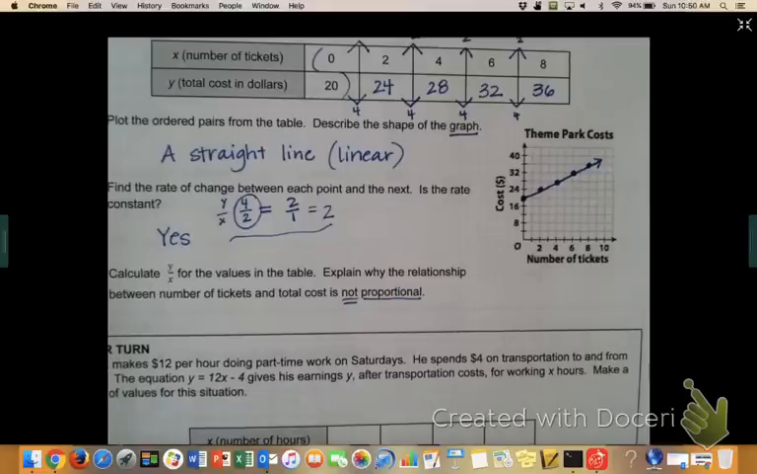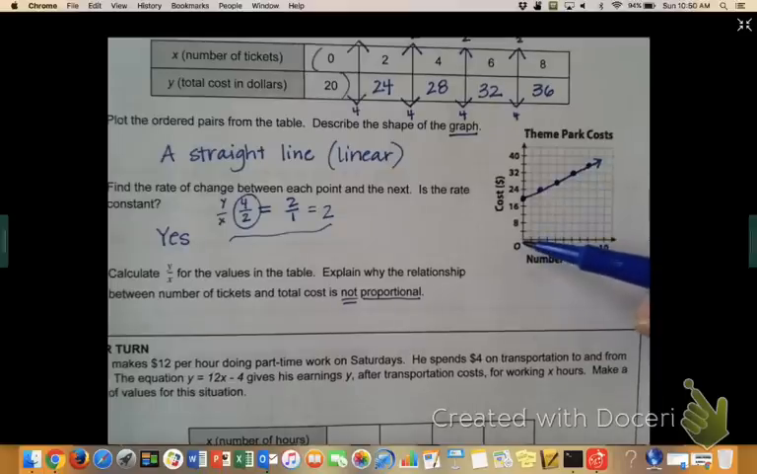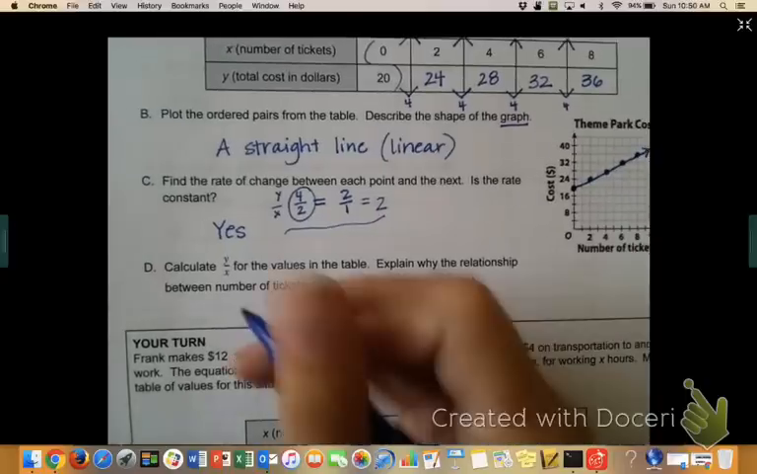Think about it. The reason is because it was not free to get into this Mountain World theme park. It cost us $20 just to get in. So we had already paid money before we even rode any rides. And then depending on how many tickets we bought from there, it went up. So even though the rate is constant, it is not a proportional rate, meaning it doesn't begin at the 0,0. So go ahead and let's explain that.